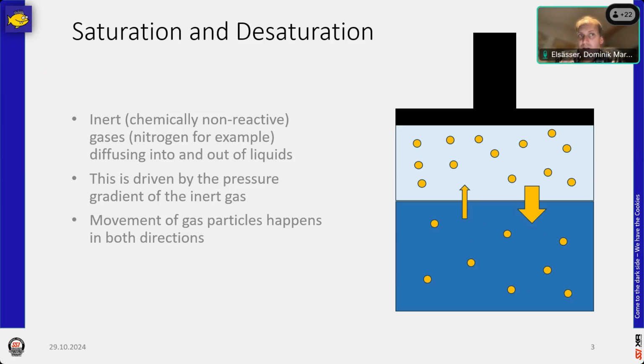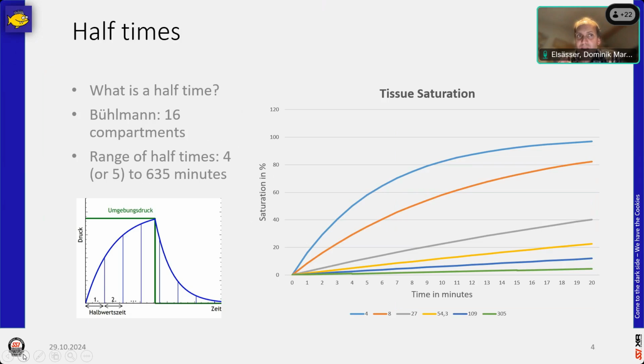Now that's one thing. Okay, now we have maybe understood how inert gases move into our tissues and how they move out of our tissues. A very simplified model. However, this does not yet answer the question on how fast this happens. Yeah, that's something I've not yet talked about. So imagine I put this piston down. How long does it take to reach equilibrium? Well, it depends.